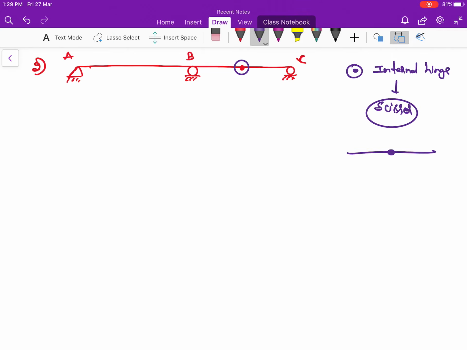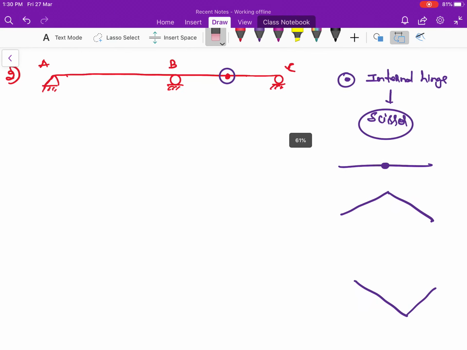That means if there is an internal hinge present here, the bending will take place either like this or like this. Please remember this point. If there is an internal hinge present on the structure, either the structure may bend like this, or the structure may bend like this. It acts as a scissor. That is the thing which you need to remember. Okay, the internal hinge concept is very much important. Fine.